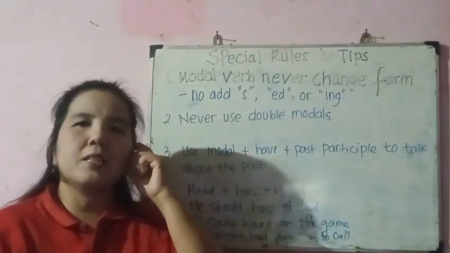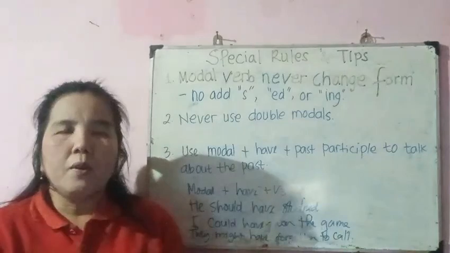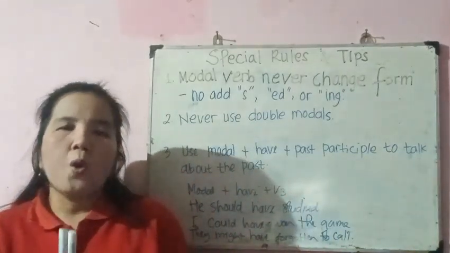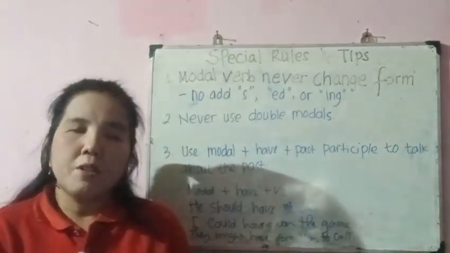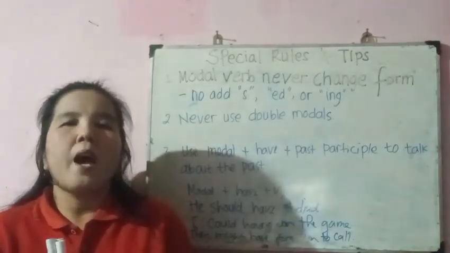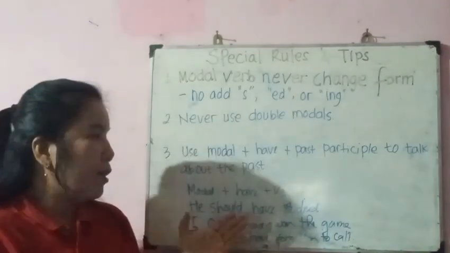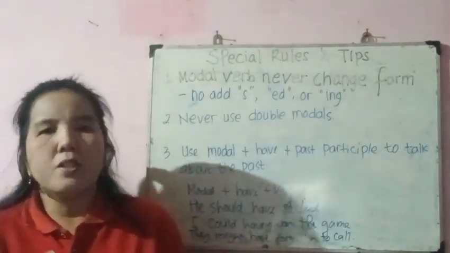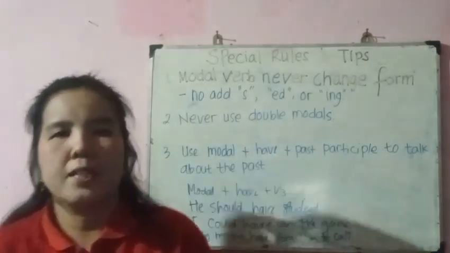So, to summarize the special tips, the first is modals never change form, no s, no ed, no ing. The second, never use two modals together. Use modal plus be able to or have to instead. The third, use modal plus have plus past participle to talk about the past. Keep this in mind to speak more naturally and avoid common grammar mistakes.